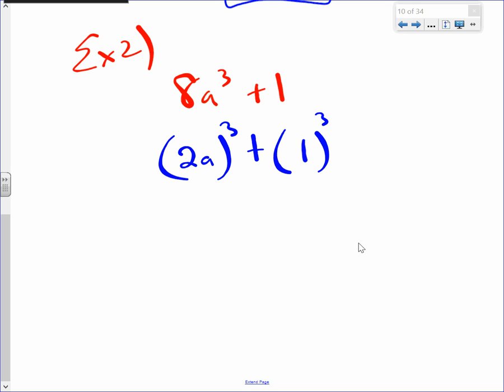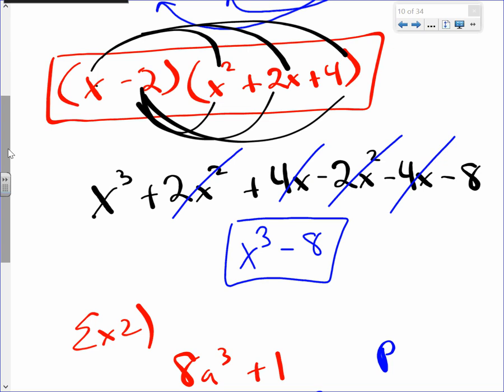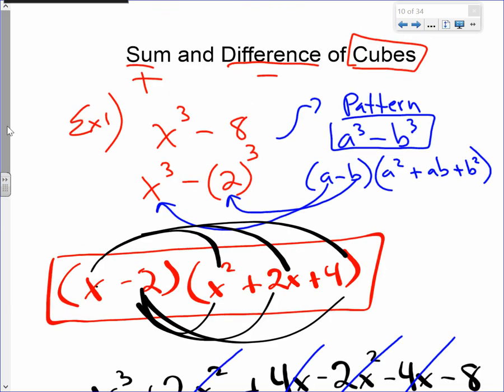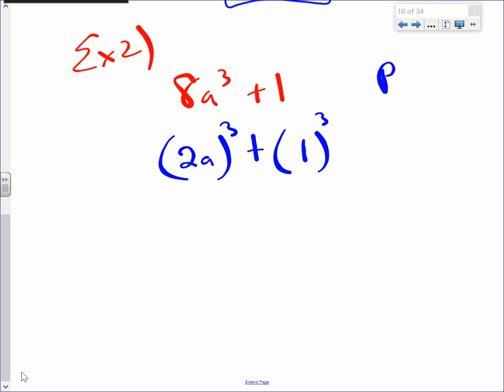Let's keep going. Let me show you the pattern now. So we have example 2 off to the right. We did the pattern for the difference of 2 cubes up here. Look at there it is. Let me show you the pattern for the sum of 2 cubes. Yes, Ms. Johnson. We're good? Okay. Here we go, pattern.